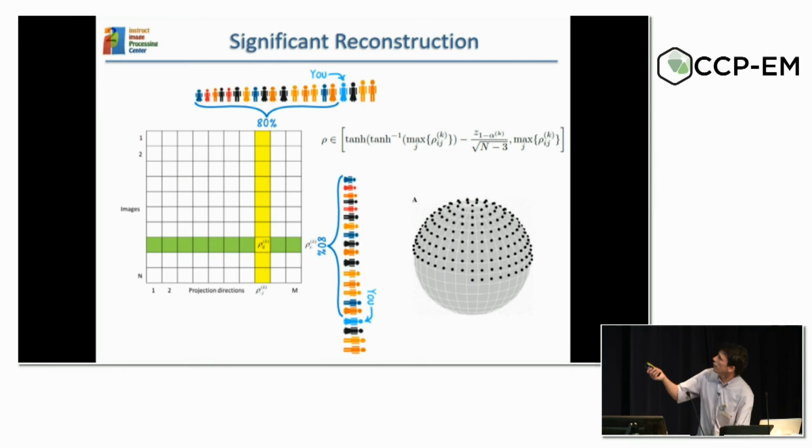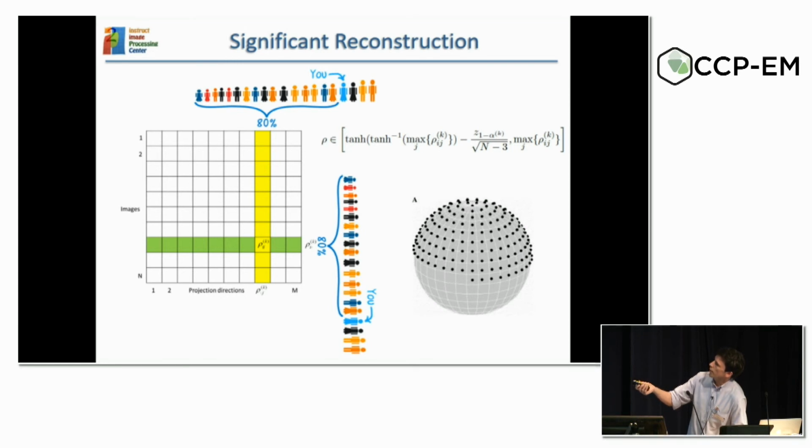And then this is the significance. So significance is how, let's say you have a number of experimental images, a number of theoretical projections from your volume, and you compute the correlation between your image and the rest of projection directions from the volume. So is this correlation, let's say this is the highest in this row here.